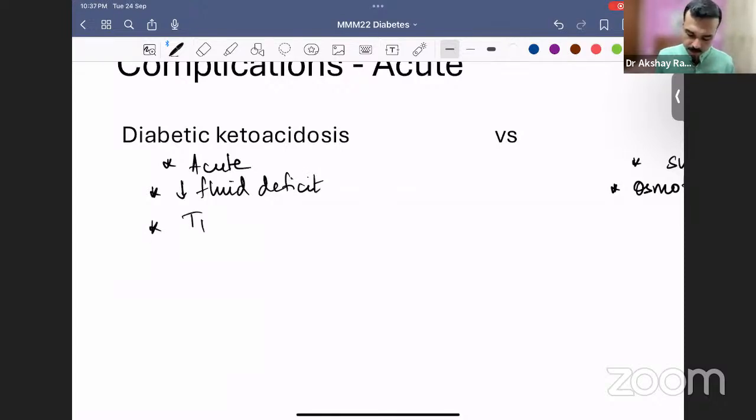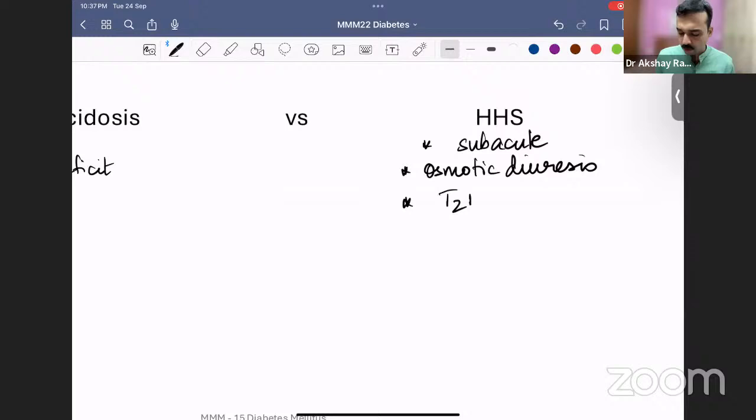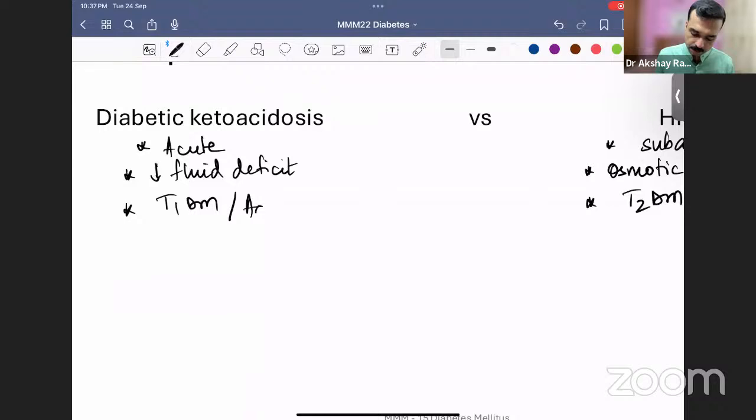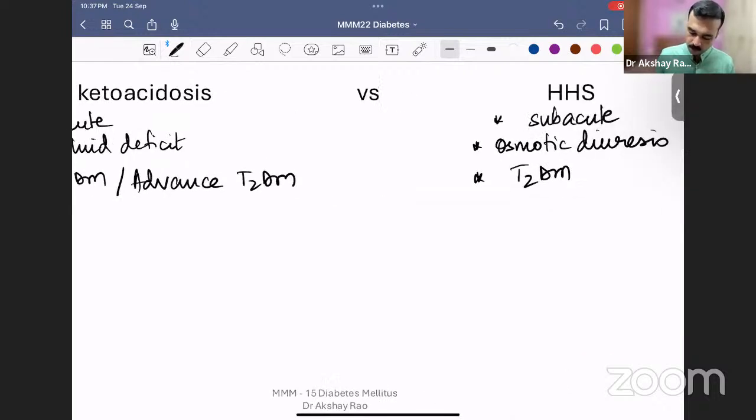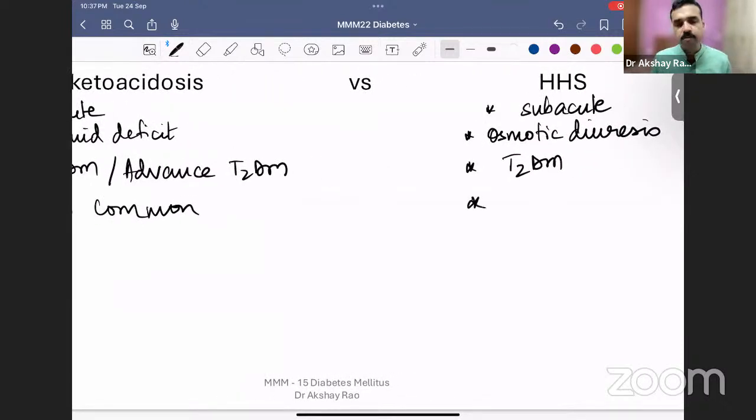Okay. Type 1 diabetes mellitus only. This HHS can occur in type 2. I'm sorry. HHS occurs only in type 2 diabetes mellitus. Type 1 or advanced type 2 can also develop DKA. Advanced type 2 diabetes can develop DKA. Okay. Renal dysfunction is much more common in HHS, because many weeks of osmotic diuresis would have led to acute kidney injury. So renal dysfunction is more common in HHS.